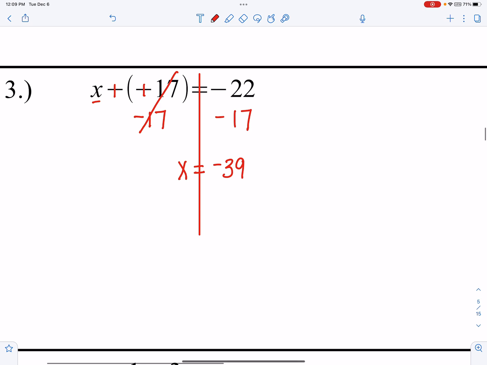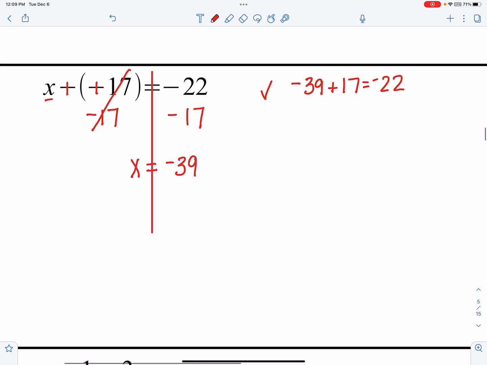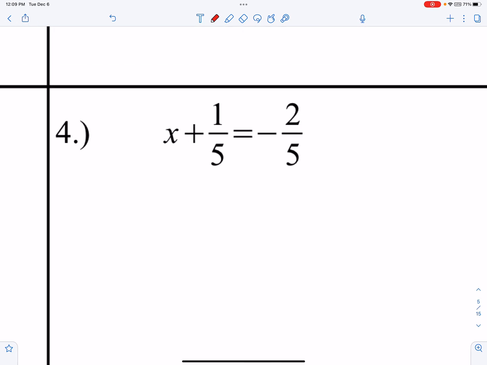Okay. Let's go ahead and do the check to see. So we're going to substitute for x in order. So negative 39 plus 17 equals negative 22. And when I do that, 39 minus 17 keep the sign of the bigger, I do get negative 22 equals negative 22, and that checks out. All right, let's take a look over here.